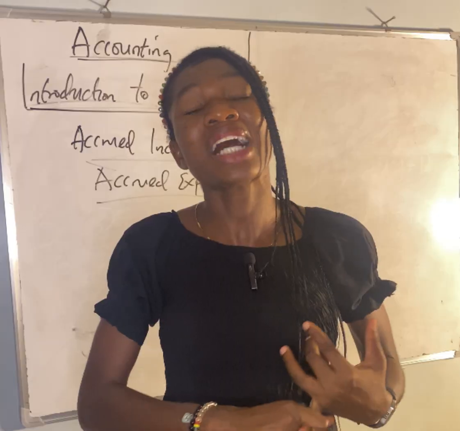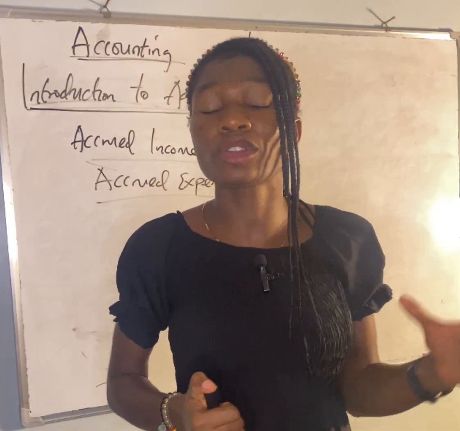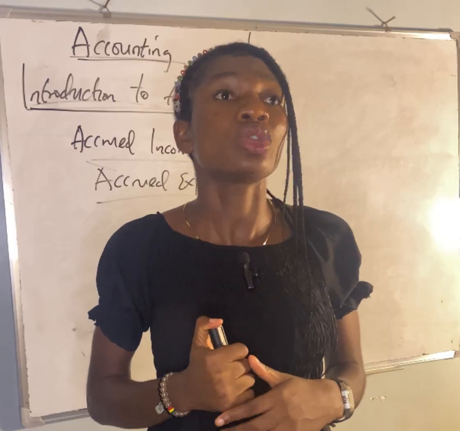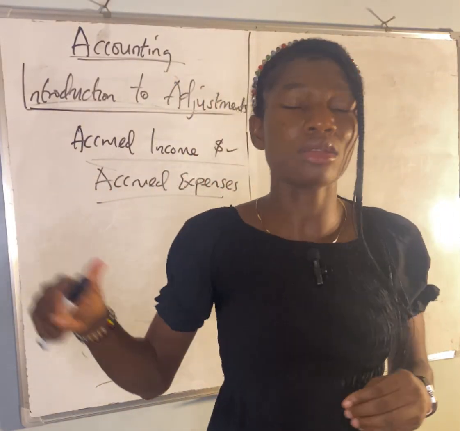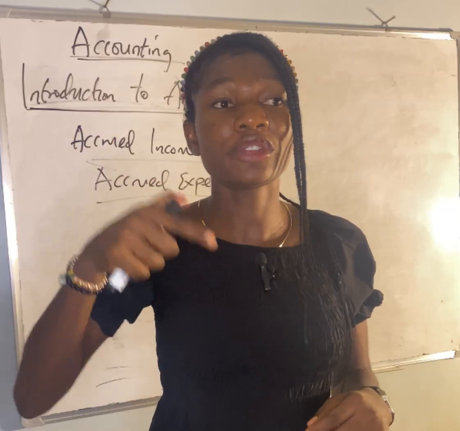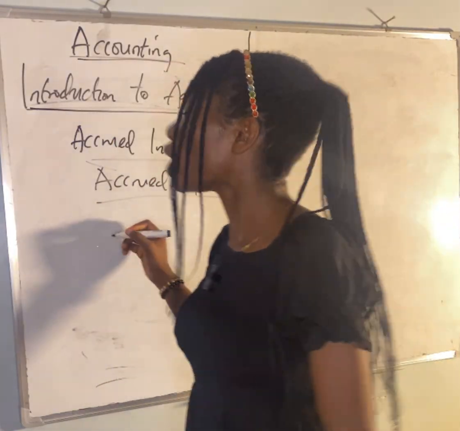Okay, and then if we have an expense that is due but we have not yet paid, it means that our expenses figure will be lesser than it's supposed to be. So that's the reason why we treat accrued income or accrued expenses by adding it to the figures we have in the trial balance.